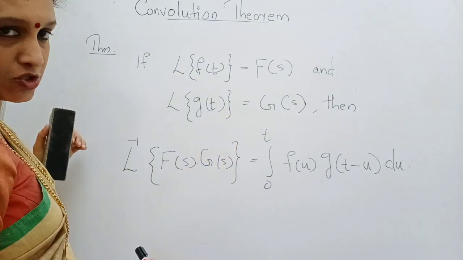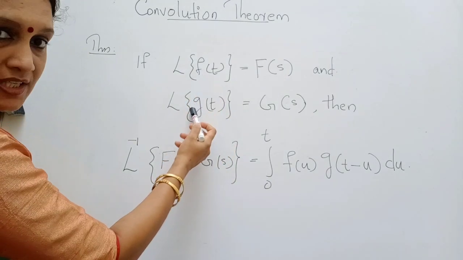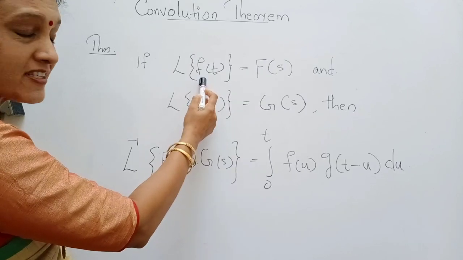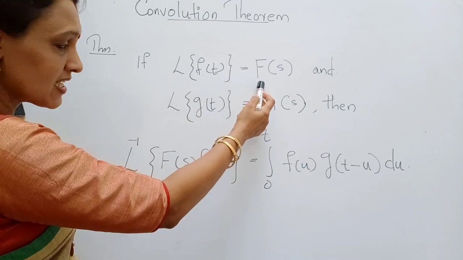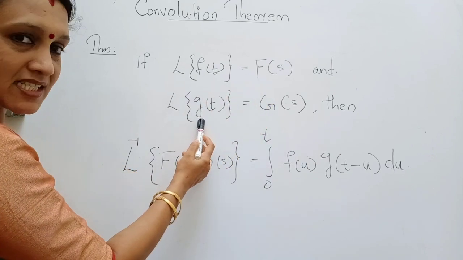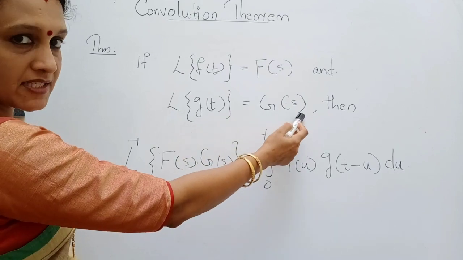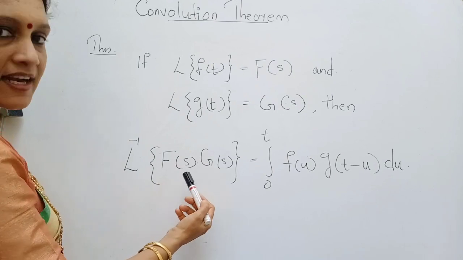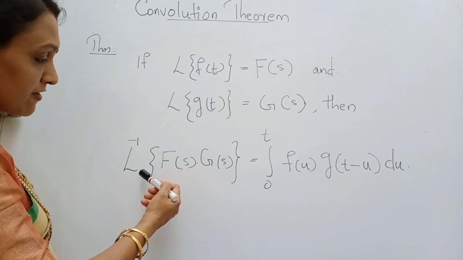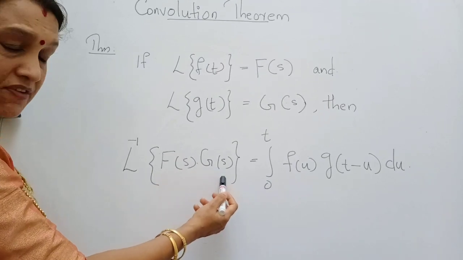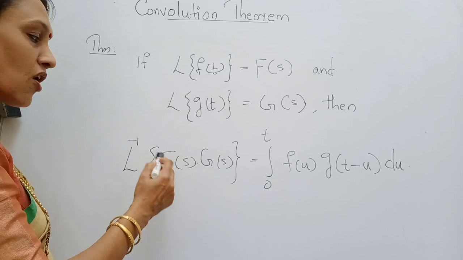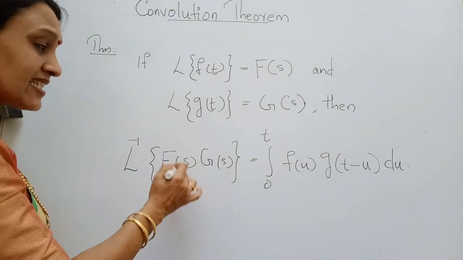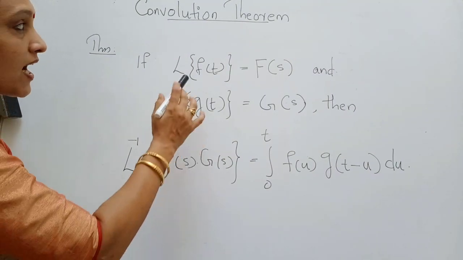Okay, so what it says actually, if we have two functions, one is f and the other is g, Laplace transform of f is denoted by capital F of s and Laplace transform of g is denoted by capital G of s. Then what is the inverse of the product of F and G? We can't write this as L inverse of F into L inverse of G. Wrong answer. In this case, we have to apply convolution theorem.